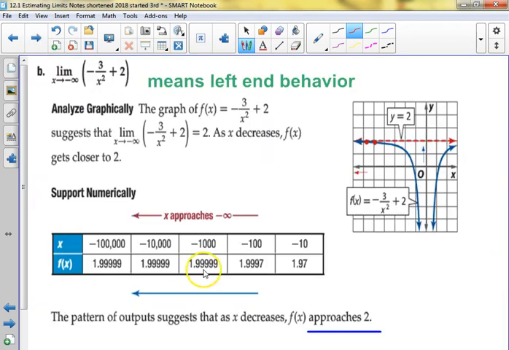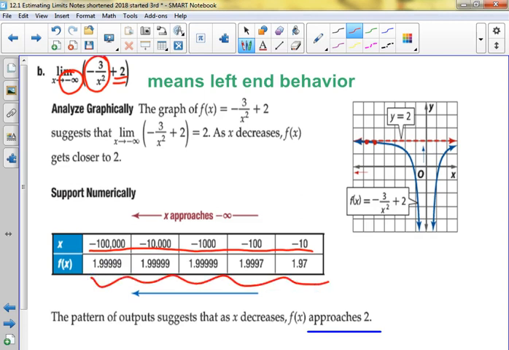Okay. So this part is bottom heavy, so it would approach 0, but then it's going to add 2 to that. So if you graphed this, it looks like this. It's asking about the left-hand side. So they plugged in really negative numbers, and what is it getting closer and closer to? 2. Okay.